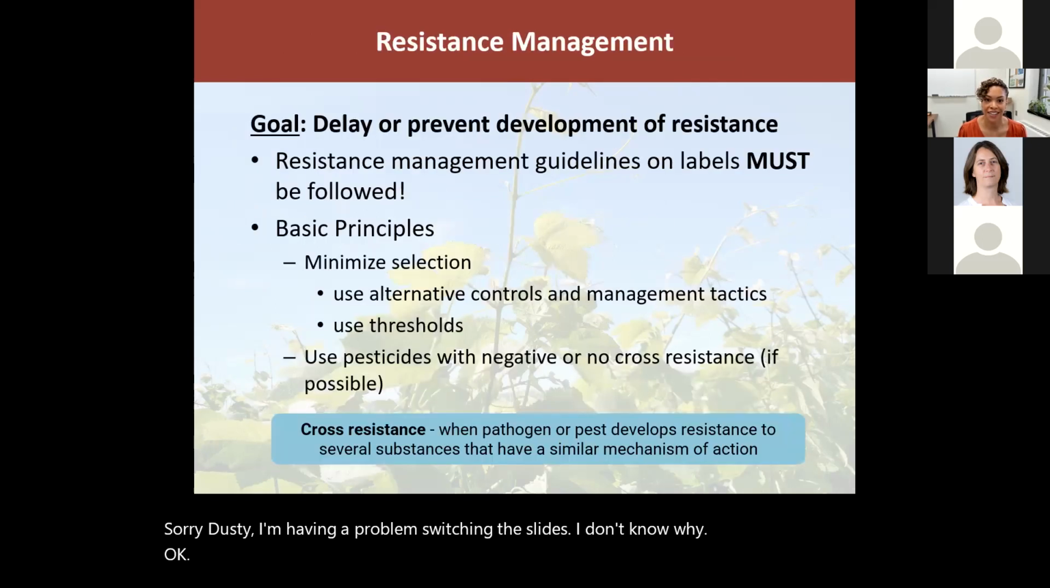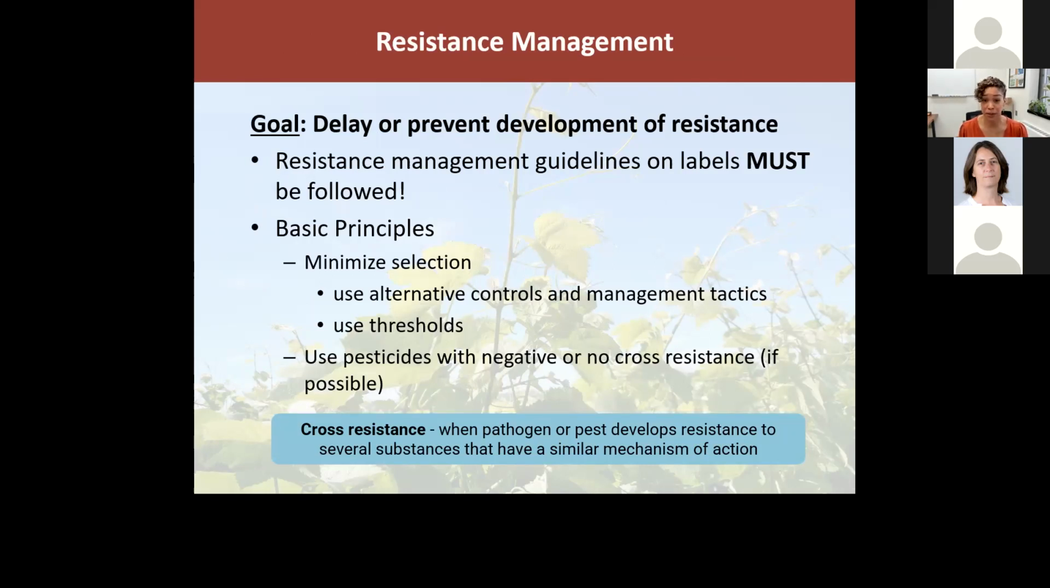Oh, sorry. Thank you. So the goal of resistance management, of course, is to delay or prevent its development, period. Resistance management guidelines are typically listed on your fungicide labels, and so you must follow those. There are regulations about how many applications you can make of a certain group in a growing season, and that also comes in the total quantity, whether that's ounces or pounds, how much you're able to use per season. A lot of this is in effect to help prevent the onset of fungicide resistance.